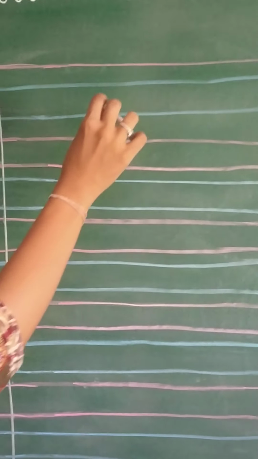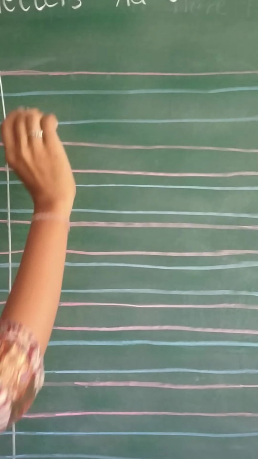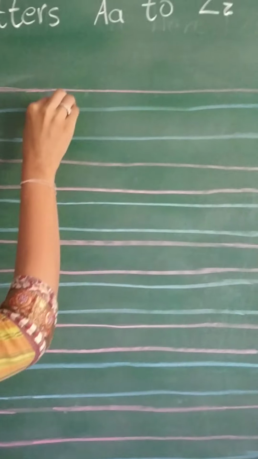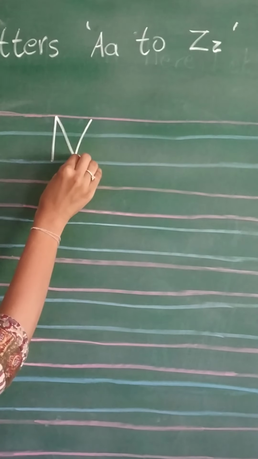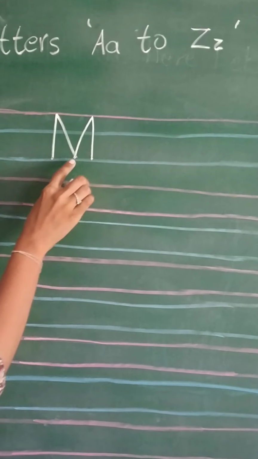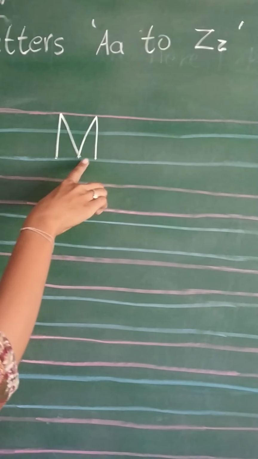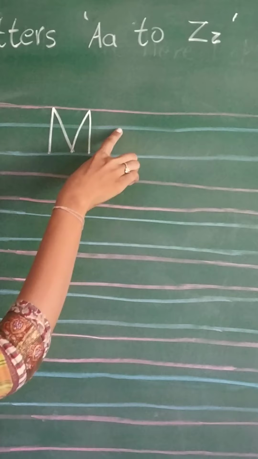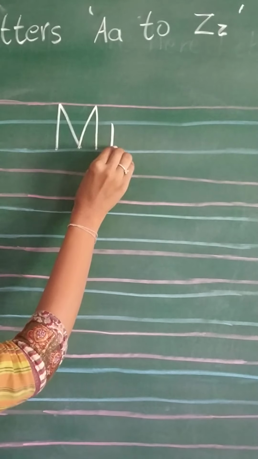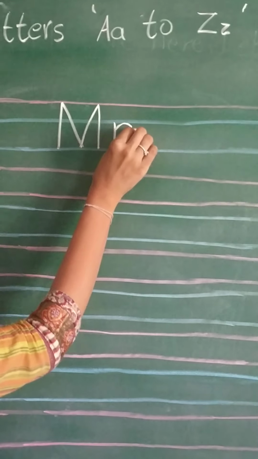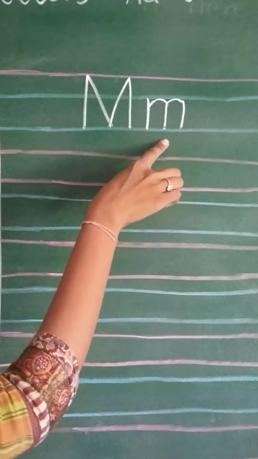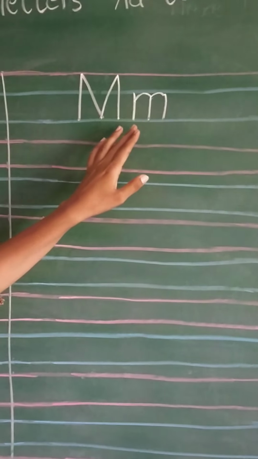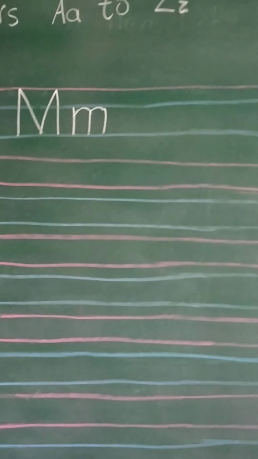Okay. Now write here letter M. Standing line, slant line, again slant line and standing line. Which letter is this? Capital M. Now small m in which line? Blue line. Standing line, curve, standing line, again curve and standing line. This is small m.